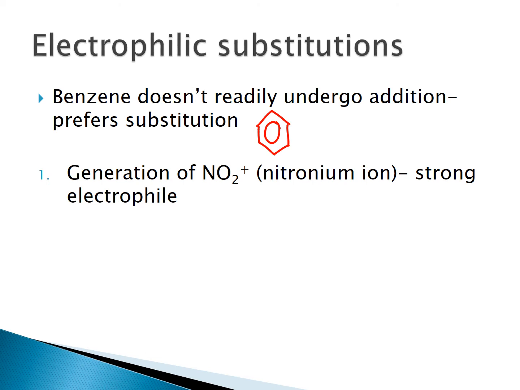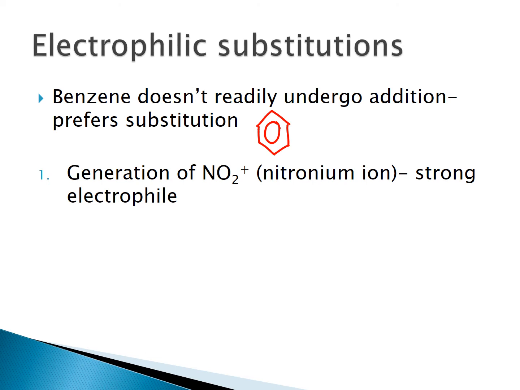Now, benzene doesn't readily undergo addition. It prefers substitution. And again, that's because the electrons in the pi bonds are delocalized, so it's not easy for it to undergo the addition mechanism. Now, I'm going to give an example of electrophilic substitution with benzene. This is one of those things that's really specific. It's a very particular example. You're going to need to practice and study this. This isn't one of those things that's just going to come to you. Okay, so we're going to use the nitronium ion to do an electrophilic substitution.